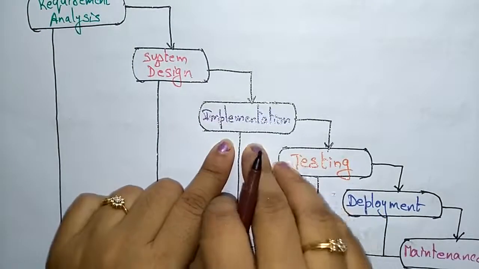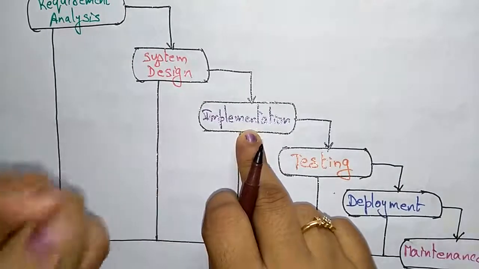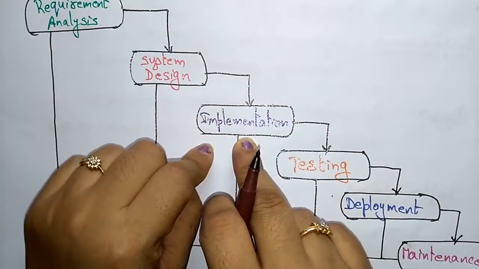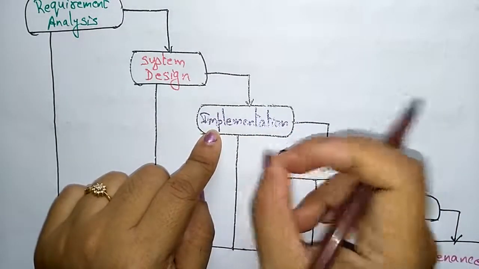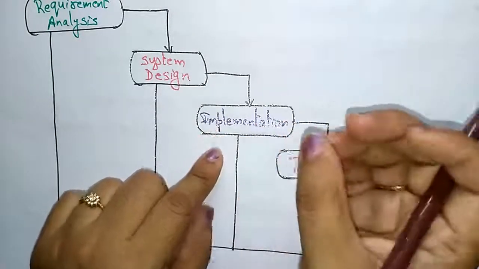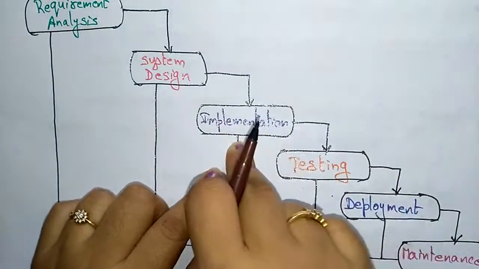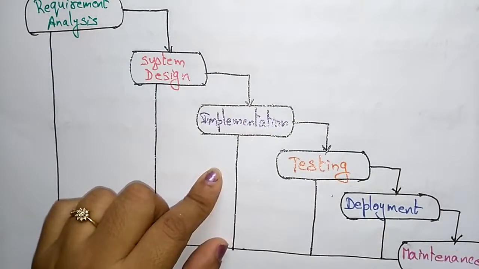Next they go for the implementation. In the implementation, with input from system design, the system is developed in small programs called units. Here we are implementing the program in small units. Each unit is tested for its functionality, and this is referred to as unit testing.